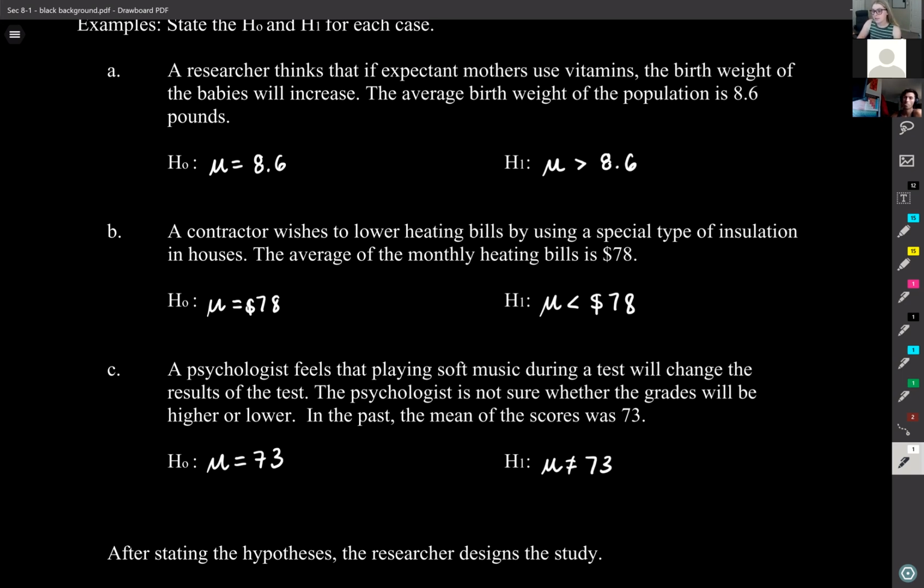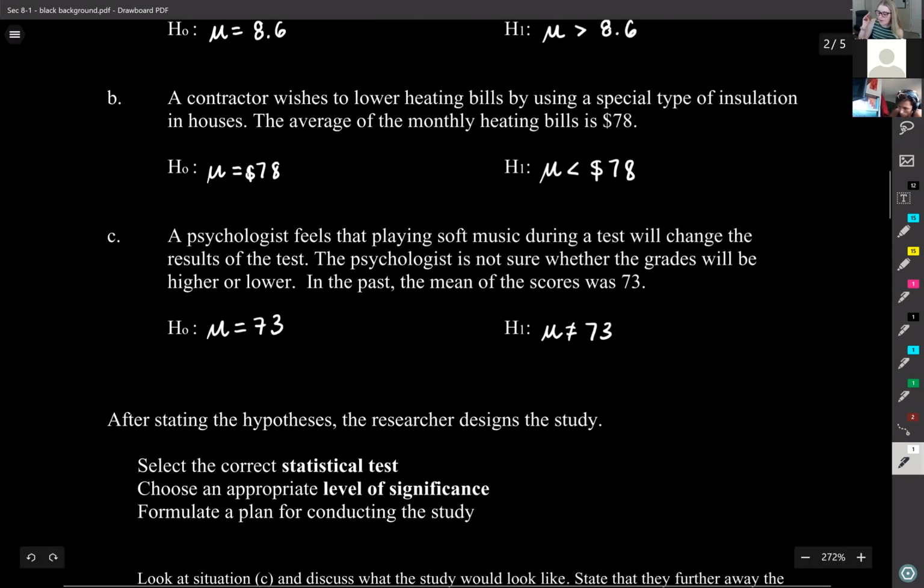Okay, this is the first step whenever you're doing some form of study, is you're going to come up with some null or alternative hypothesis. So once you come up with this, then you'll select the right statistical test, and then you'll choose your level of significance, and then you're going to form a plan for conducting this study. But your first step is to come up with your null and alternative hypothesis, which is what we just did for these three scenarios. So are there any questions on the answers that I wrote down or how I got them?